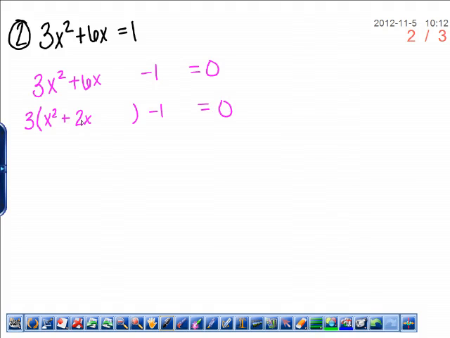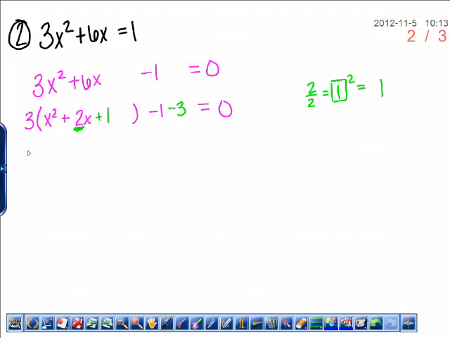My b value, which b value do I use, 6 or 2? 2. All right, half it. What do we get? 1. Box it, square it. What do we get? 1. I write it. What am I going to write? Plus 1. And I counteract it. What am I going to use to counteract it? Good, minus 3. Everyone remember why it's minus 3 and not minus 1? Okay. All right.